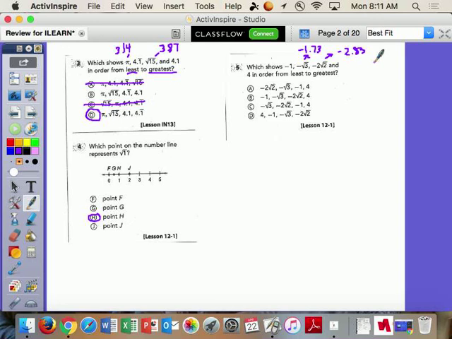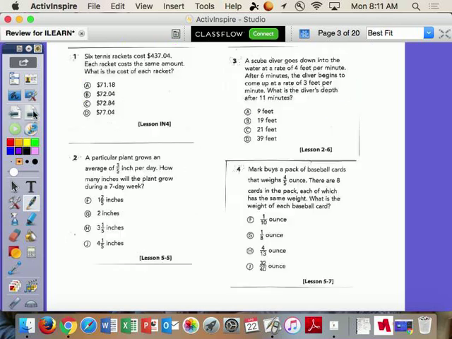So it says least to greatest. Which one's the smallest? Remember, when we're dealing with negatives, we're looking for the one that's farthest away from 0. So which one's farthest away from 0? This one right here. Okay?